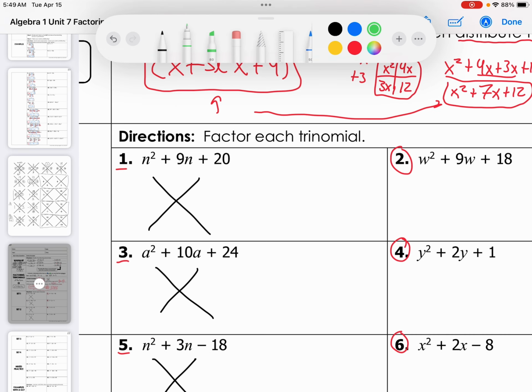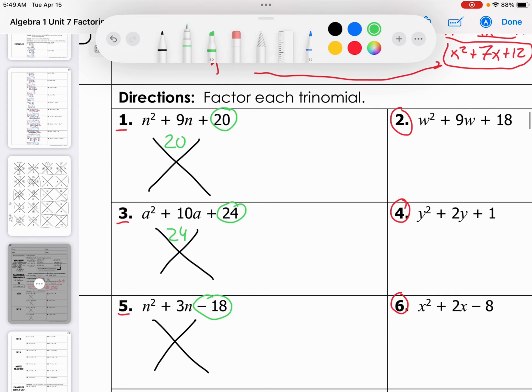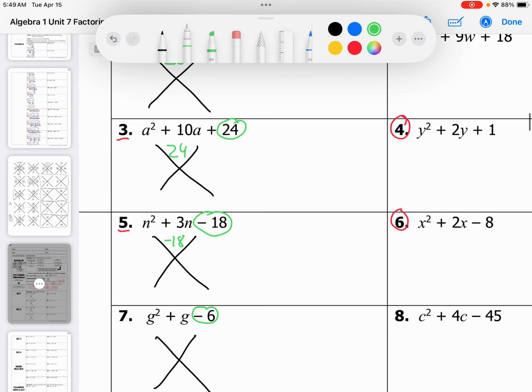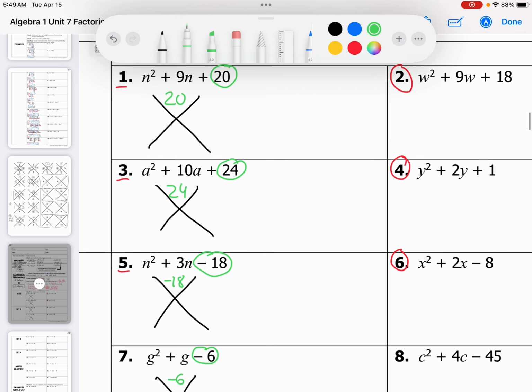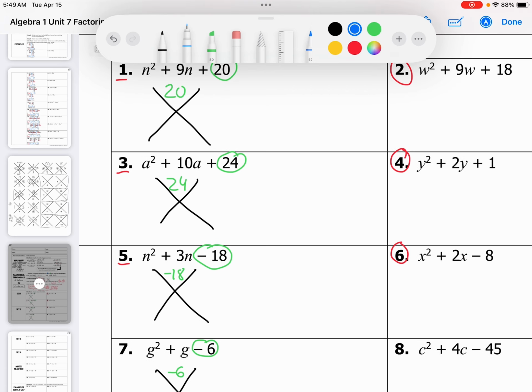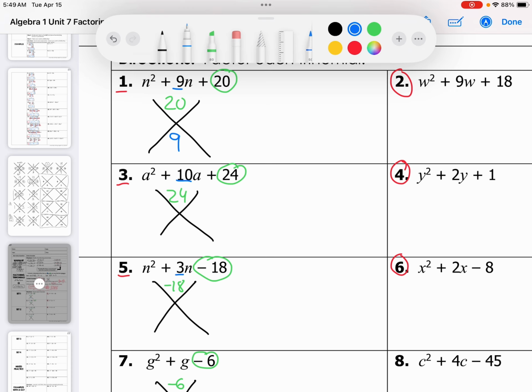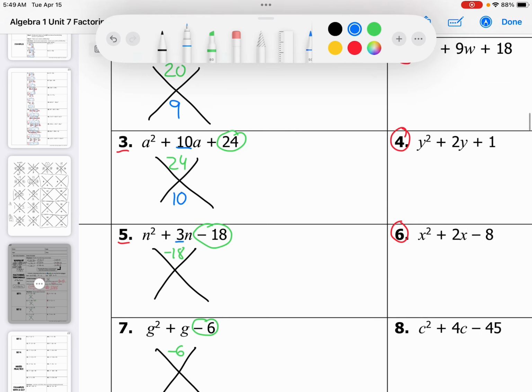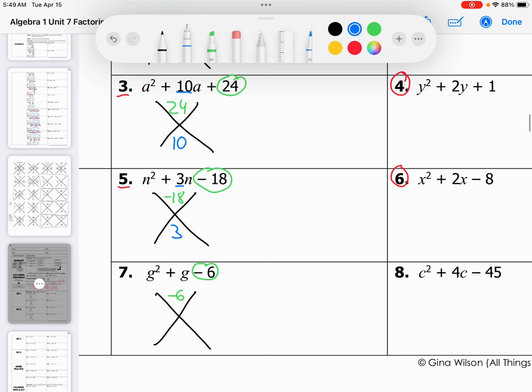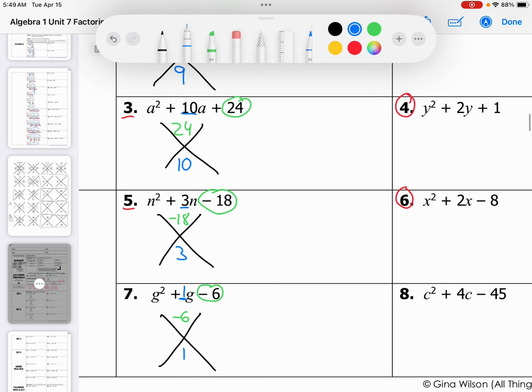The number that's going to go on top is this last number. So the 20 would go on top for this one. 24 would go on top for this one. Negative 18 would go on top for this one. And negative 6 would go on top for this one. What goes on the bottom would be b, which is the middle number, or the number in front of our variable. So for this one, it would be 9. For number 3, it would be 10. For number 5, it would be 3. For number 7, this one's a little bit trickier. We have to look for the middle number, but the number in front of the g would be a 1. So that would be 1 that goes on the bottom.